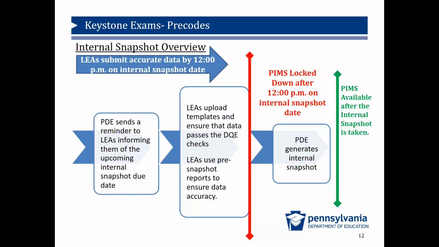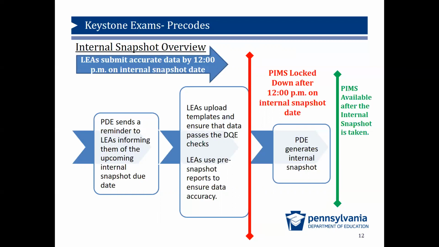In the first of 3 blocks, the graphic begins with PDE sending communication to LEAs, reminding them of the internal snapshots. Next, LEAs upload the student and school enrollment templates to PIMS. The LEAs then run the pre-snapshot reports to verify accuracy of the data submitted. Since there is no correction window, this should all occur before the internal snapshot date.